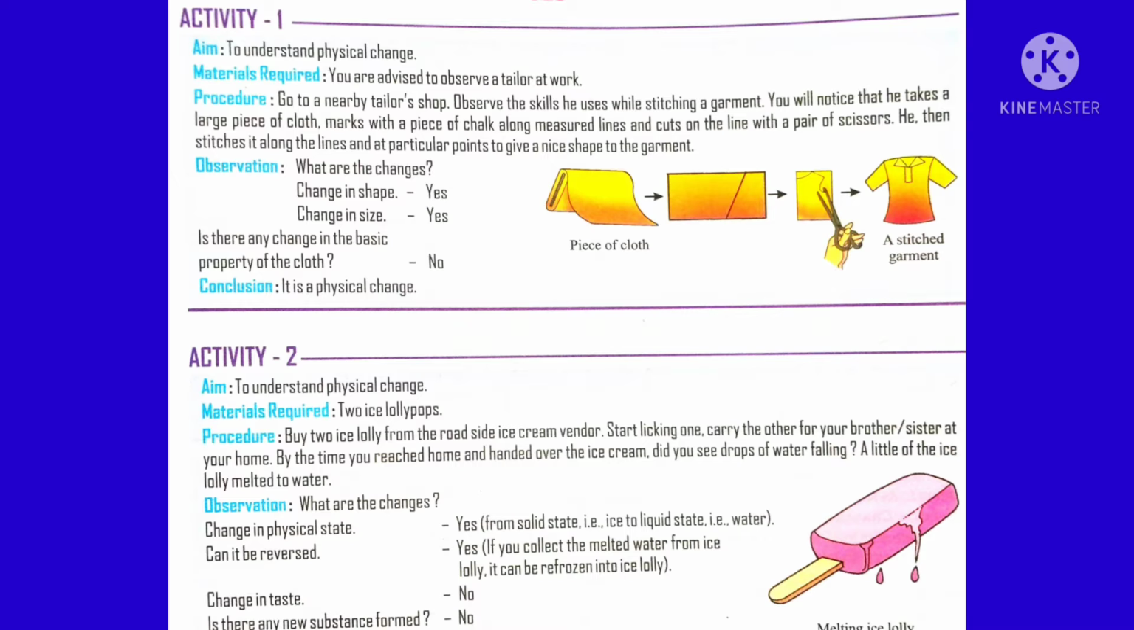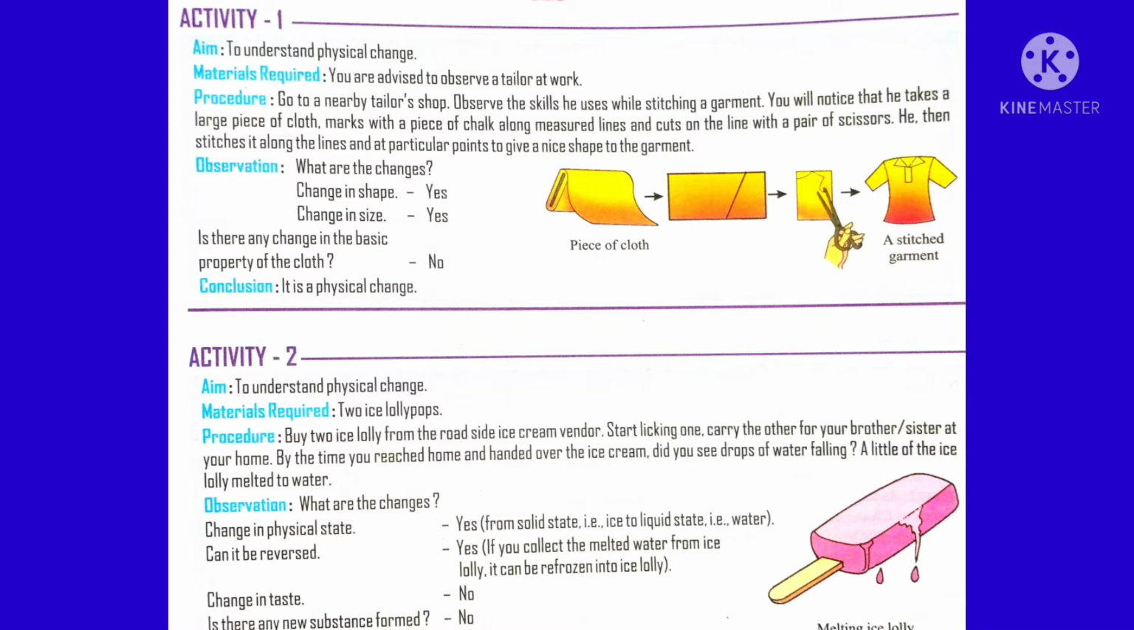So what will happen after reaching home? It melts, isn't it? So can we regain this shape again? Yes, if you keep it in the fridge, the size will be regained. You will get the previous size of the lollipop. So do you feel that after melting, the quality of the substance has changed? No, it remains the same substance. So it is a physical change.